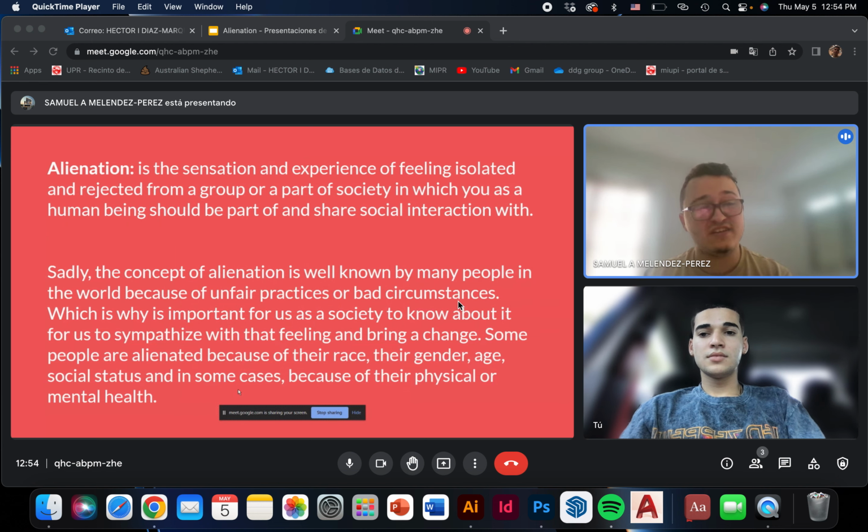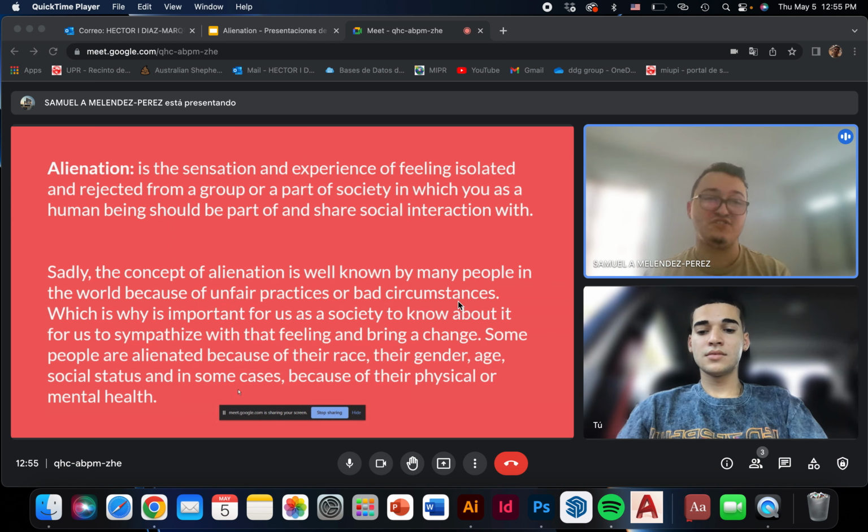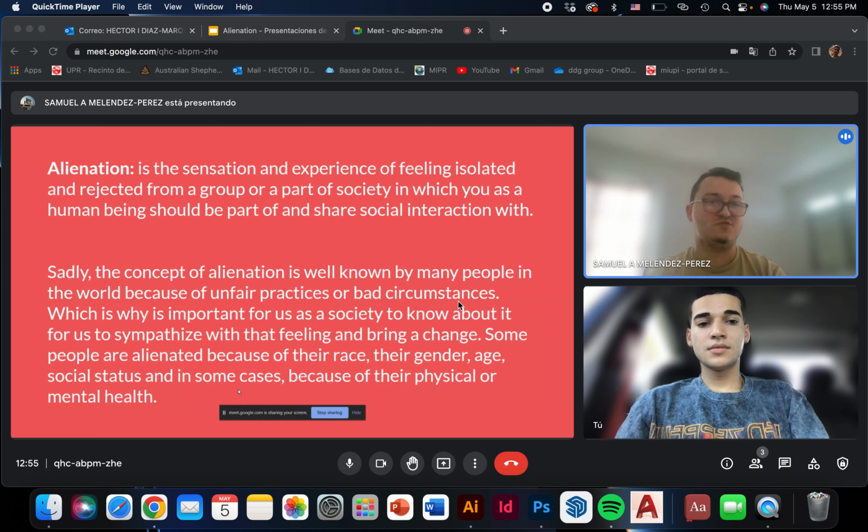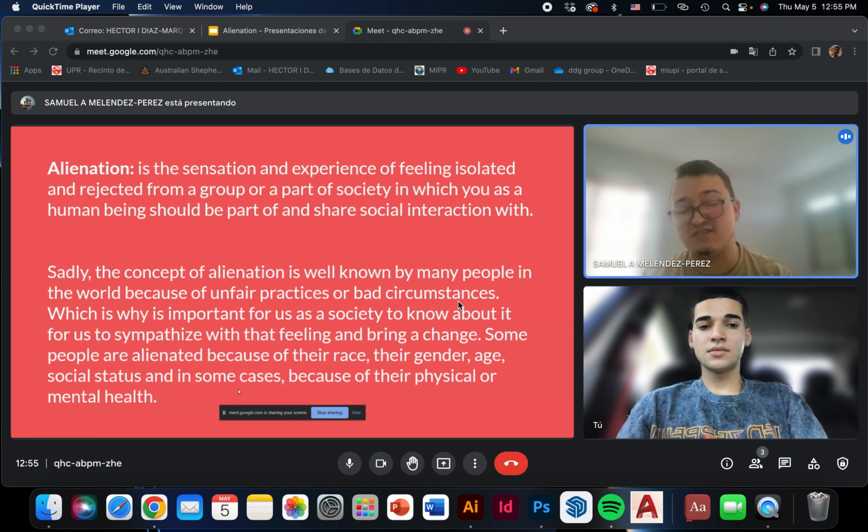In simple terms, alienation is the sensation and experience of feeling isolated and rejected from a group or a part of society that, as human beings, we should be part of and share social interaction with. That's basically the feeling of alienation. Since we are all social beings, alienation is not natural to us, so it tends to be related to sadness, depression, and mental problems.